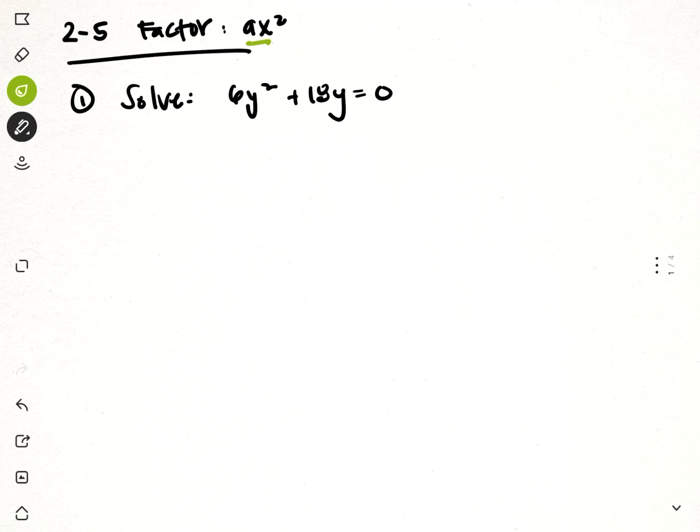All right, so the first example, be careful on these ones. Notice that we only have two terms: the y squared and the y term. There is no constant term, there's no c. So in this case, what we're going to do is factor out the GCF. Out of 6y squared and 18y, they're both divisible by 6 and they both have a y. So I'm going to pull out the 6 and the y here.